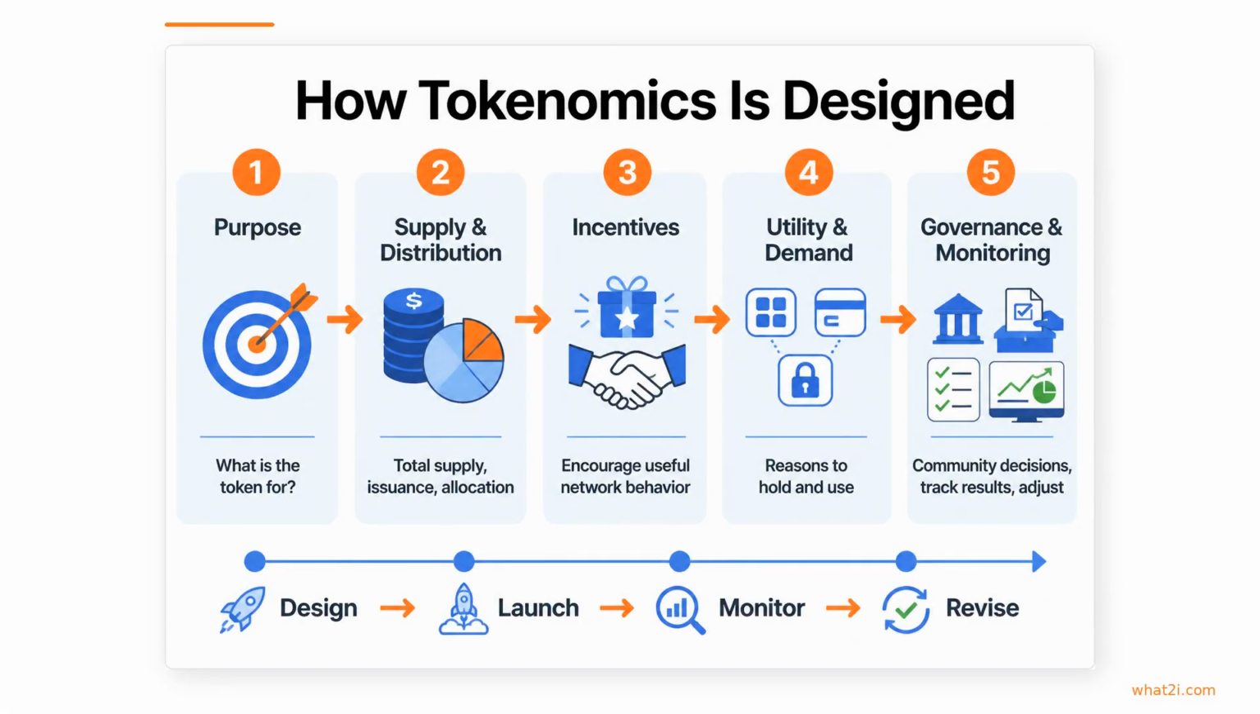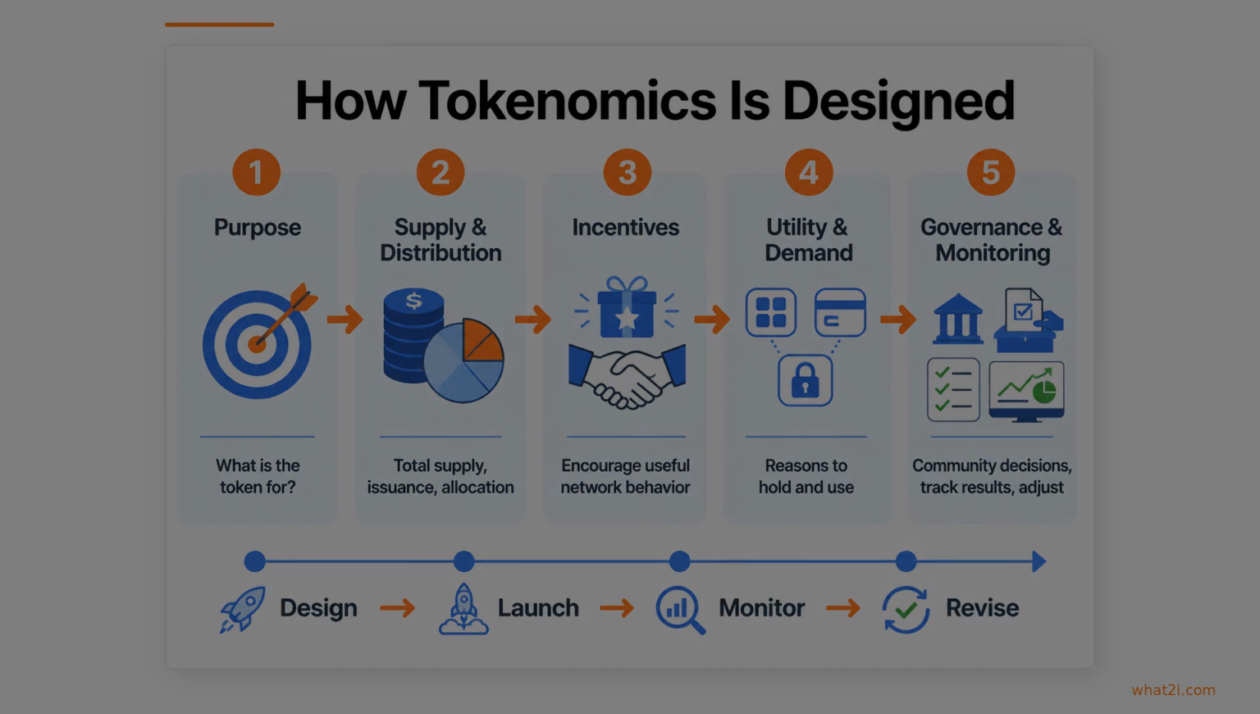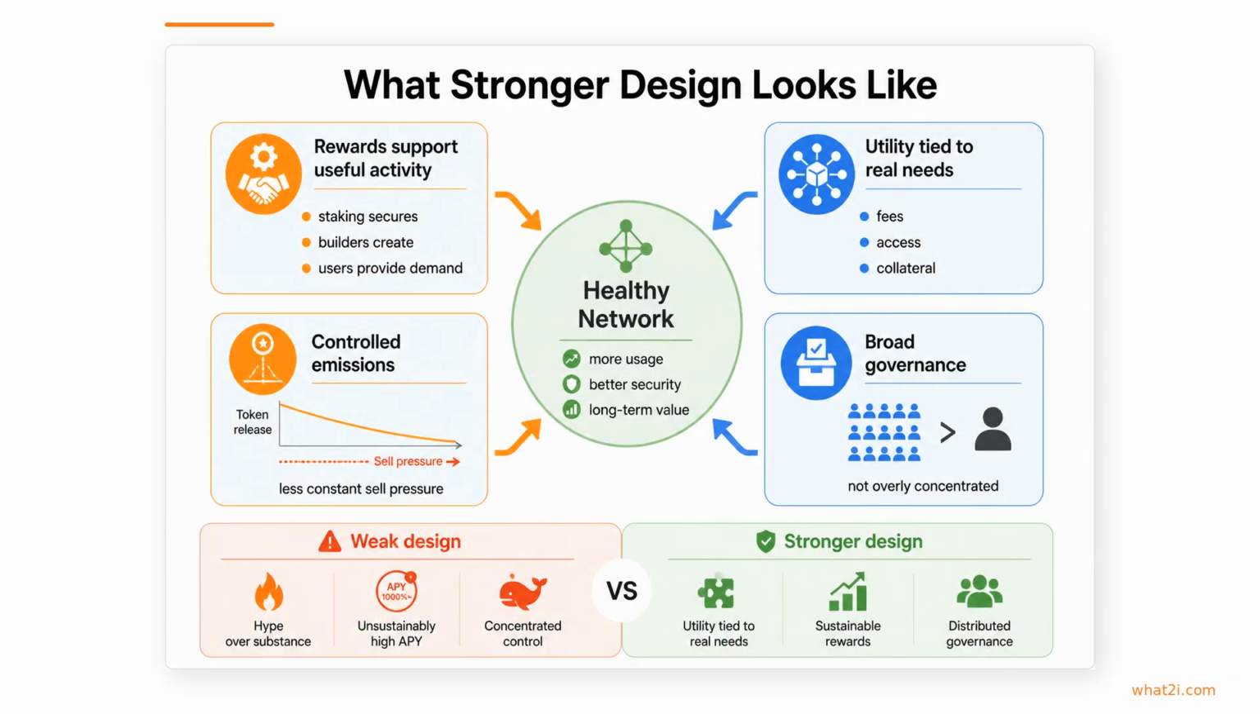Start by defining what the token is actually for, then set the supply and distribution rules that shape how it enters the market. From there, projects add incentives for helpful behavior, build real utility that creates reasons to hold or use the token, and include governance, so the community can help guide decisions. And because real networks change over time, teams often keep monitoring results after launch and revise the model as they learn.